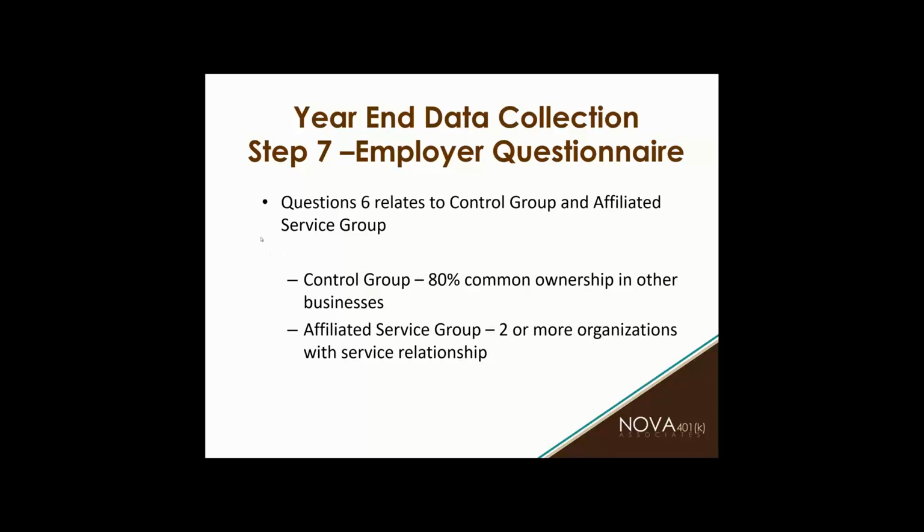Question 6 is asking, is the company a control group or affiliated service group with another company? So again, when you fill out that other businesses section, if there's common ownership between the companies of more than 80%, then it's a control group. And affiliated service group, 2 or more organizations with service relationships. If you aren't sure if your company is one of those, you can mark no and then put a note. Usually the person that completes the taxes for the company should know that, right? So you can always ask them if you aren't sure about that.